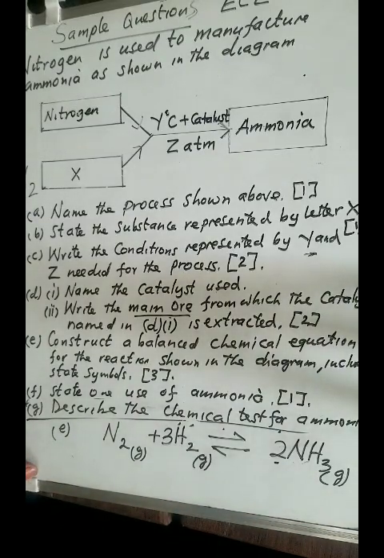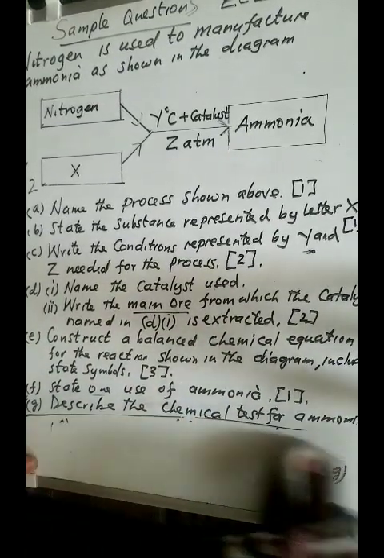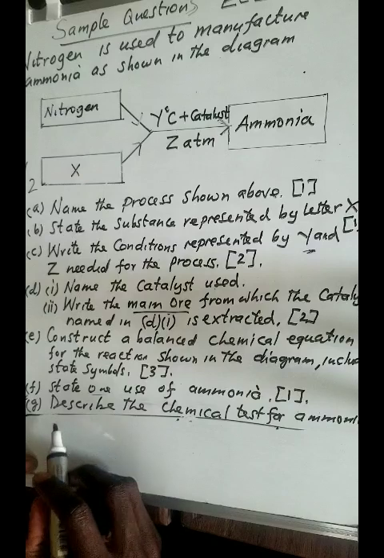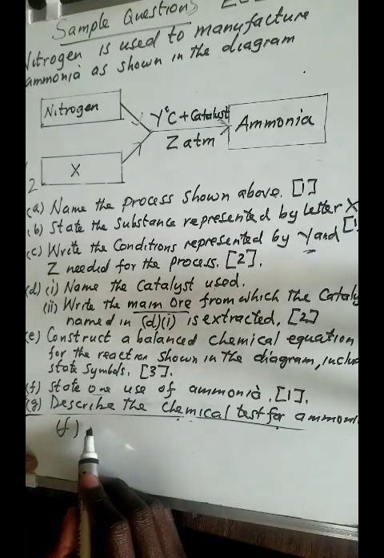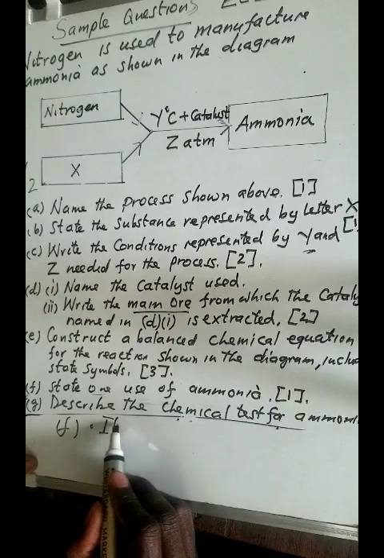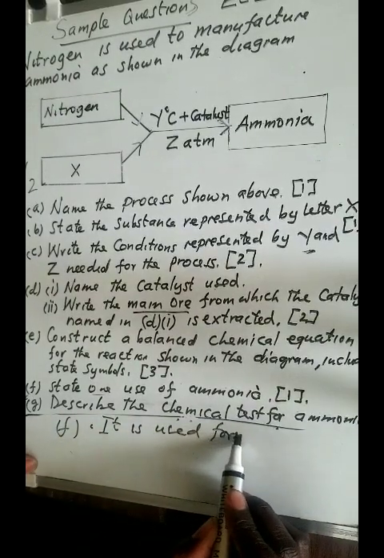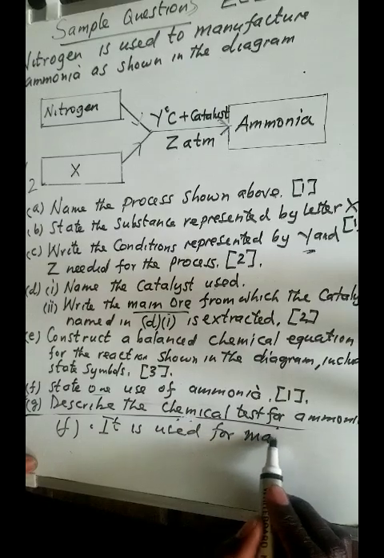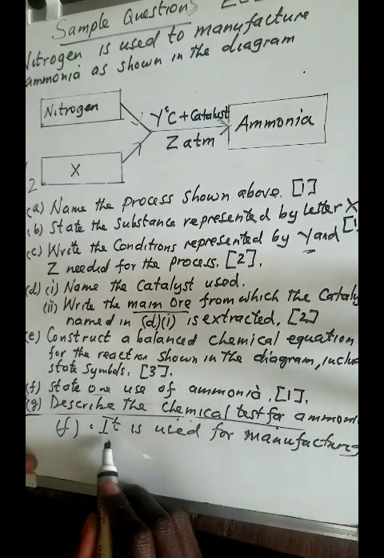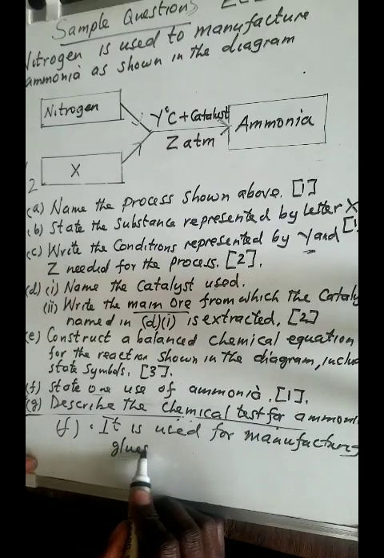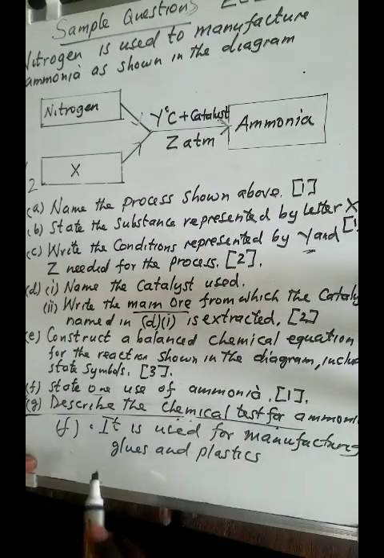Then if you consider part F, it says state 1 use of ammonia. So they wanted you to state 1 use of ammonia. That is part F. Remember, we did say in my previous video that it is used for manufacturing glues and also plastics. So you can say it is used for manufacturing glues and plastics.